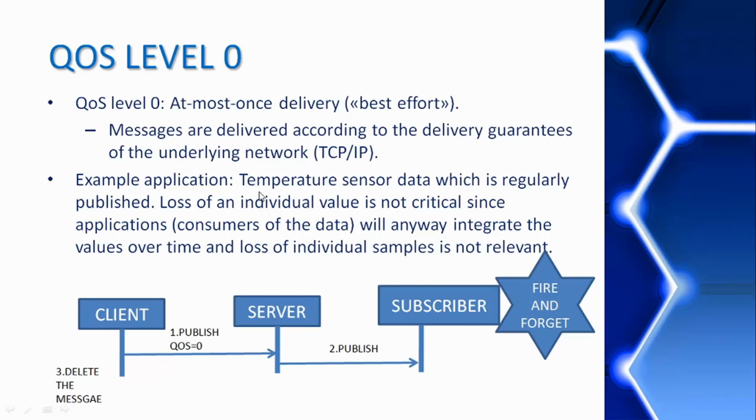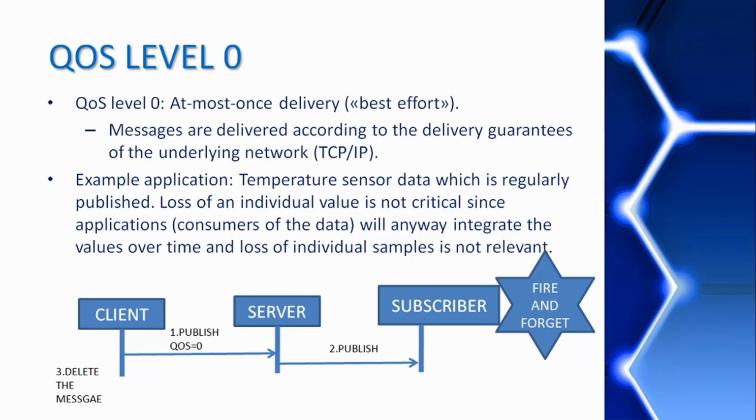So, where is this QoS level used? Let us take an example of temperature sensor data. Temperature sensor data is regularly published, so loss of an individual value is not critical, since applications will anyway integrate the value over time and the loss of an individual sample is not relevant.